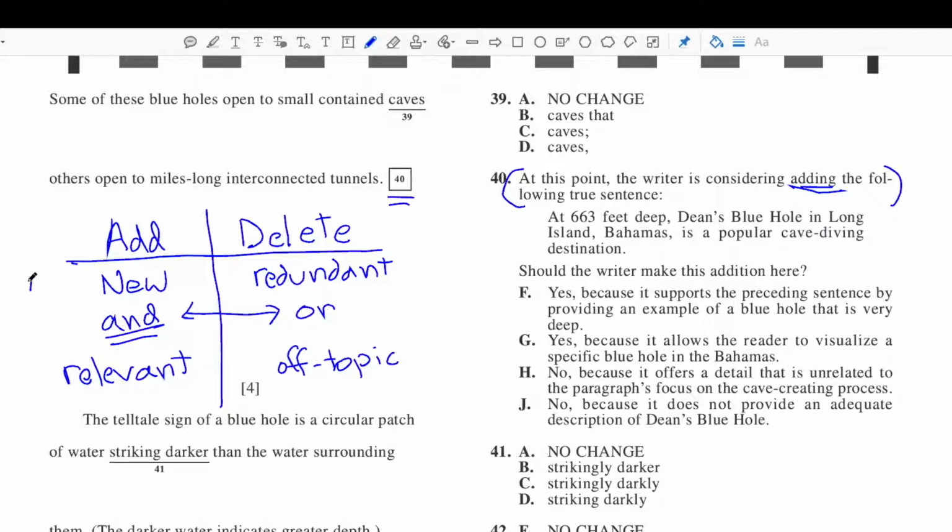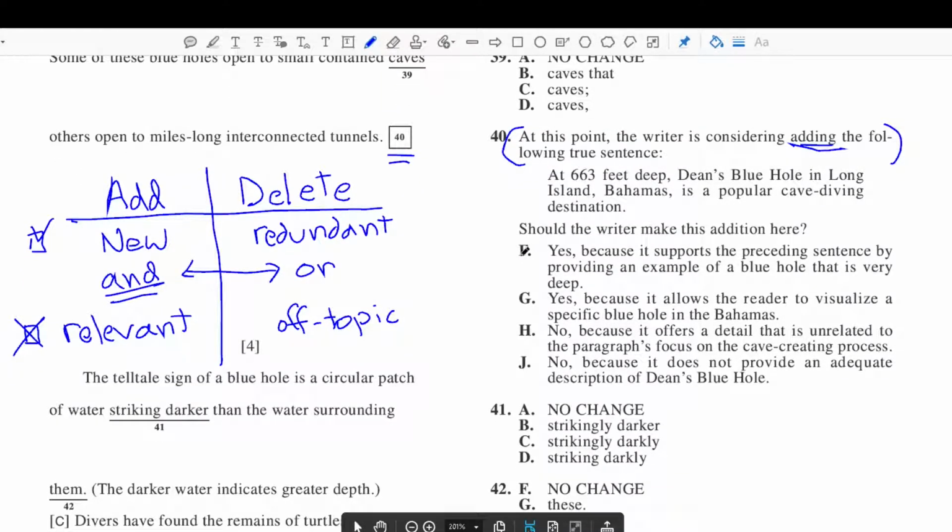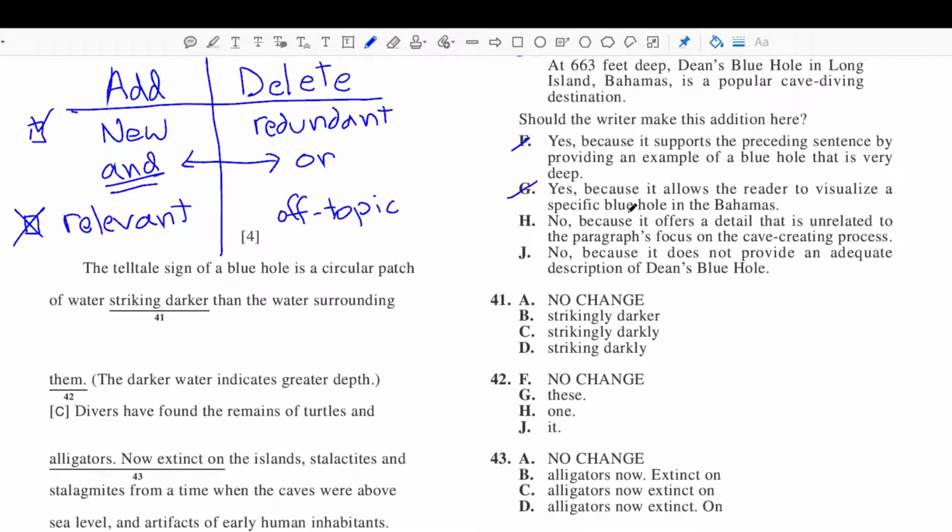So is it new? Definitely new. Is it relevant? Nope, it's not relevant. So can we add it? We can't add it because it needs to be both new and relevant. So we know F and G are totally off the table.